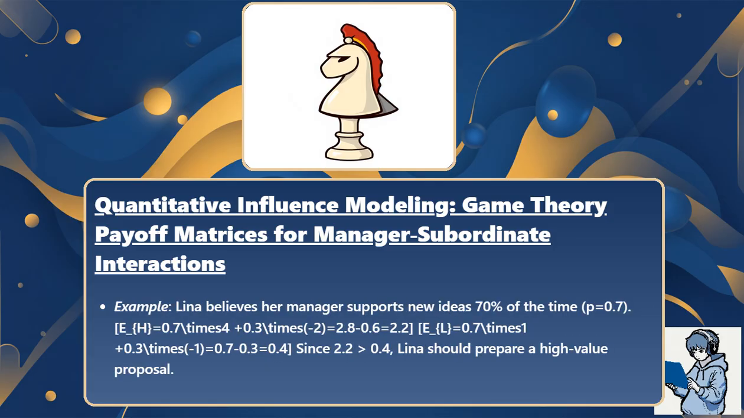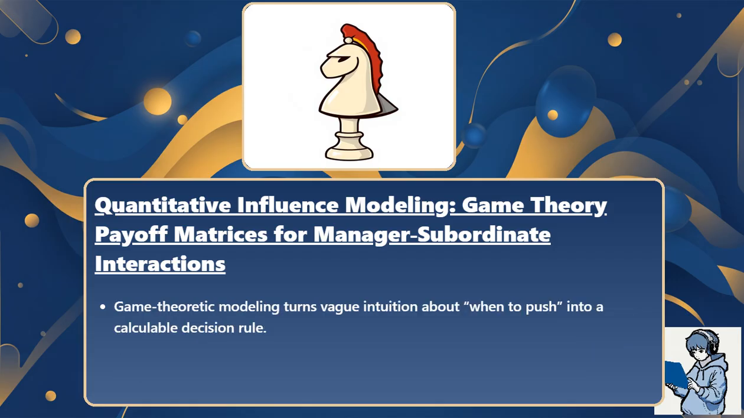Example: Lena believes her manager supports new ideas 70% of the time. P equals 0.7. EH equals 0.7 times 4 plus 0.3 times -2 equals 2.8 minus 0.6 equals 2.2. EL equals 0.7 times 1 plus 0.3 times -1 equals 0.7 minus 0.3 equals 0.4. Since 2.2 is greater than 0.4, Lena should prepare a high-value proposal. Game theoretic modeling turns vague intuition about when to push into a calculable decision rule.